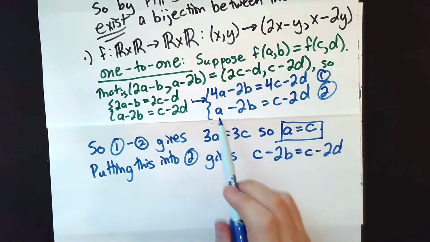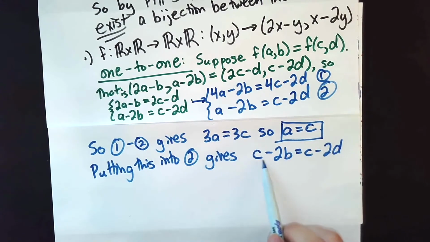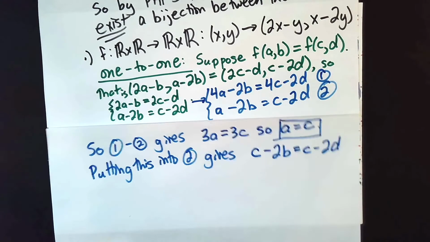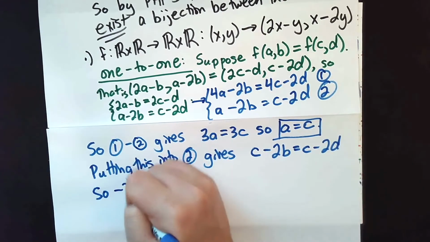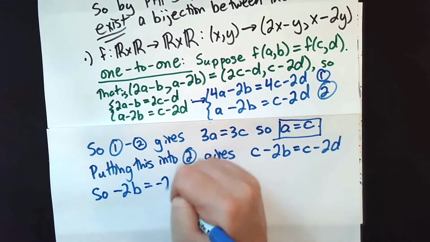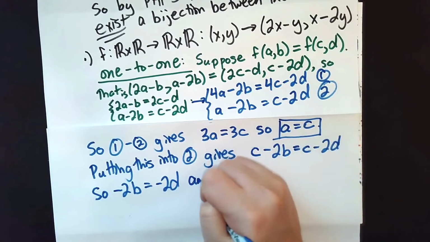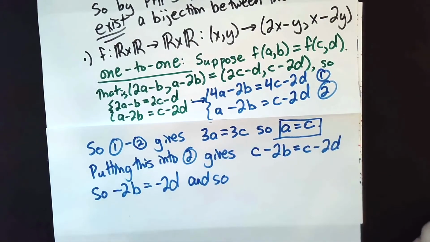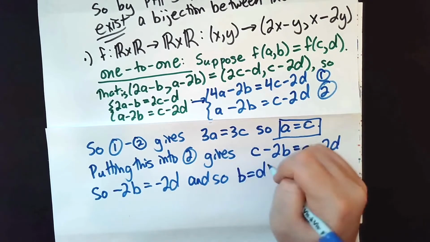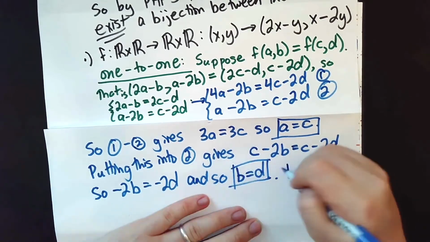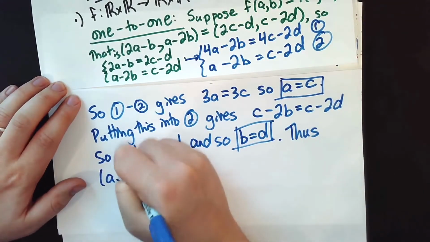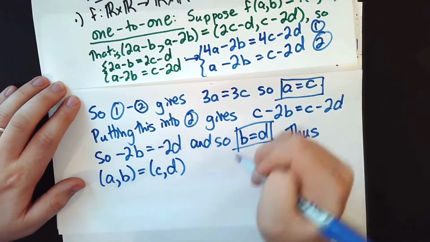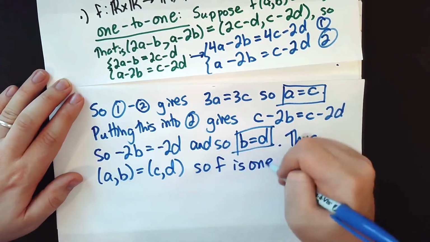So I just replaced the a with the c, so that c minus 2b is equal to c minus 2d. So the c's cancel, and I'm left with minus 2b equals minus 2d. And so what does that end up telling me? That ends up telling me that, in fact, b is equal to d. And thus, what have we shown? We've shown that a comma b is equal to c comma d. So our function is 1-to-1.